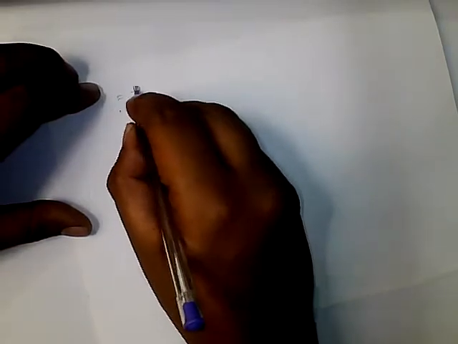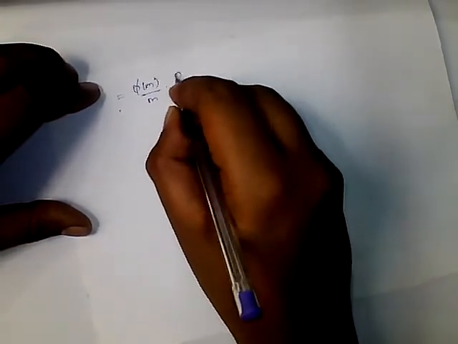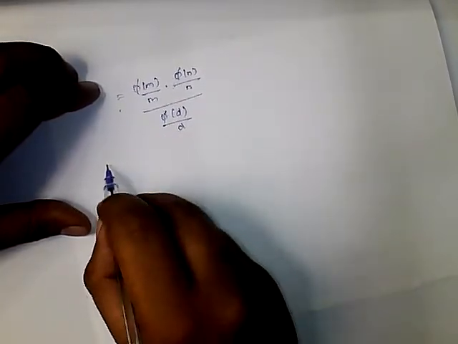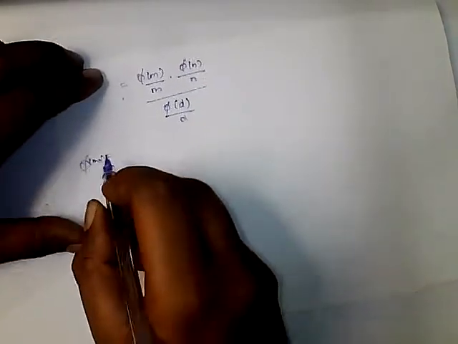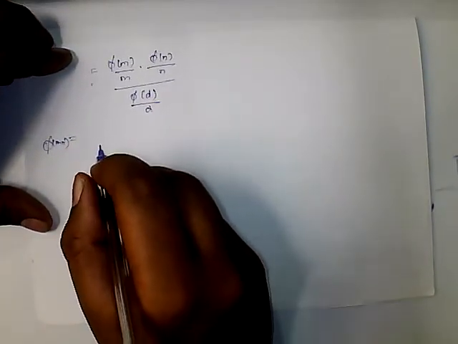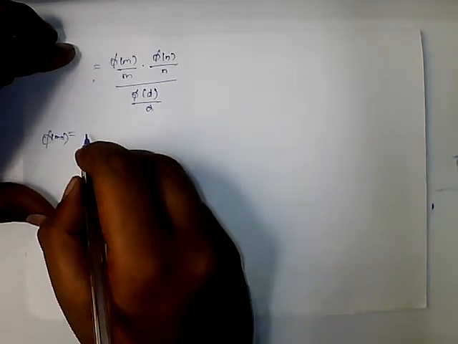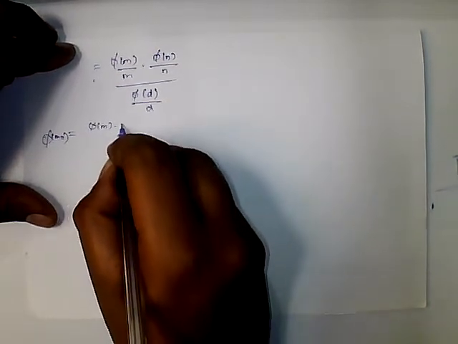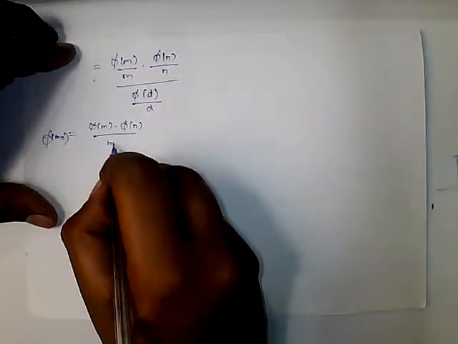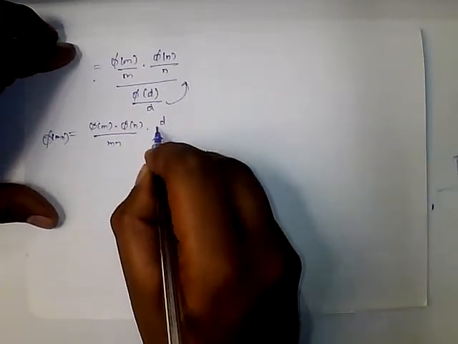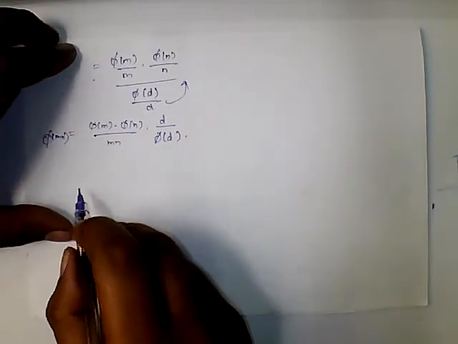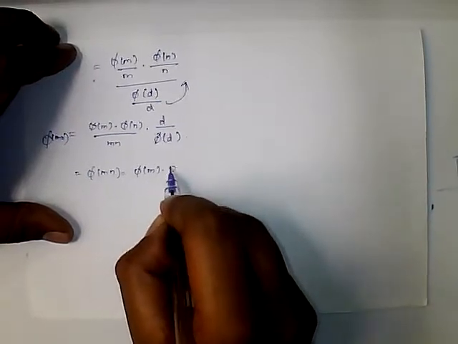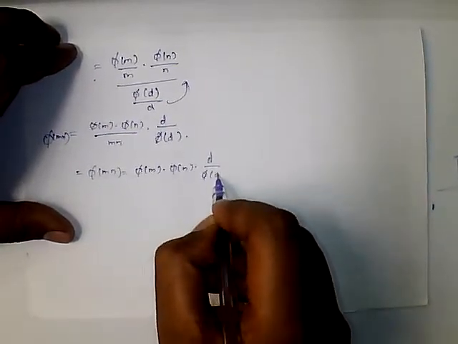Now phi of m by m into phi of n by n, from this phi of d by d, we get phi of m into n equals phi of m into phi of n by m into n. I don't know whether this is clearly visible or not, but I will do something about that in the future. Taking this upside, we get d divided by phi of d. So we have phi of m into n equal to phi of m into phi of n, times d divided by phi of d. You can use this.